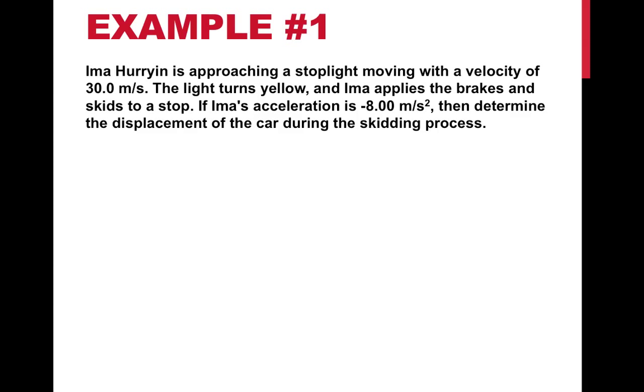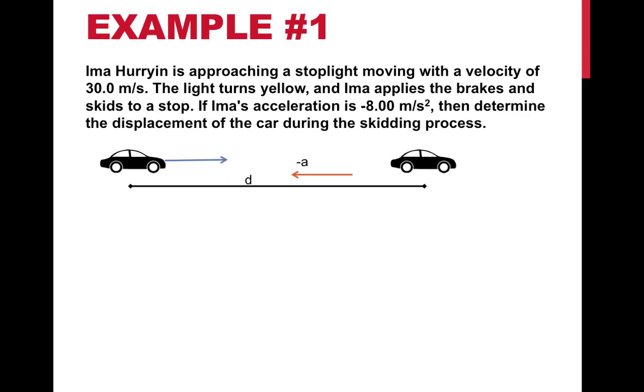So when I come across problems like this, often even before I do my givens, a picture is really, really helpful. So here's my picture. She is approaching the red light at 30 meters per second. And it says she skids to a stop. So now she doesn't have velocity anymore, which means I know acceleration went against her motion and is negative. And then I'm supposed to calculate her displacement.